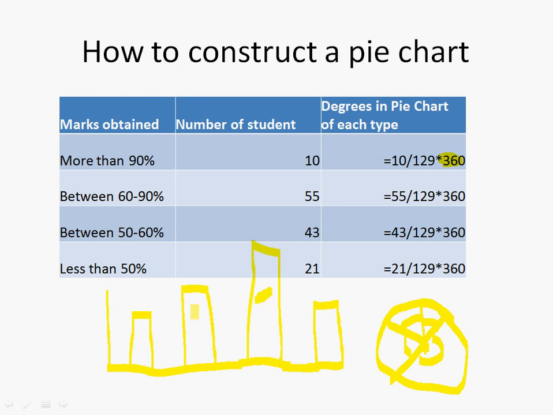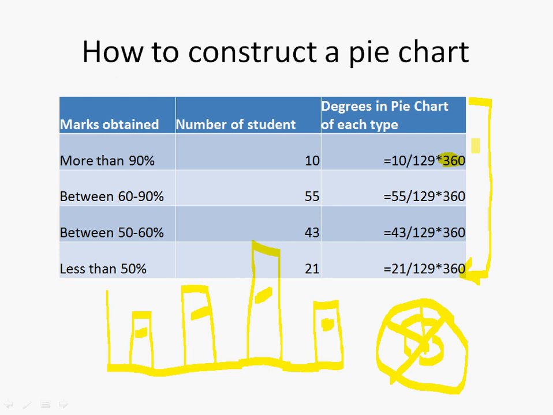So this region should be highest, this should be lower, this should be slightly lower, and this should be lowest, right? I have just put in this concept so that you understand how to construct pie charts, though it might not appear in your exam directly, but it's useful to understand how to construct a pie chart.